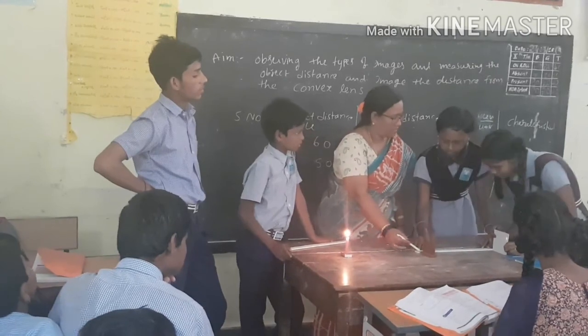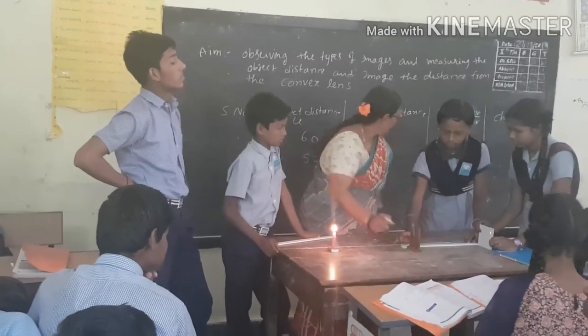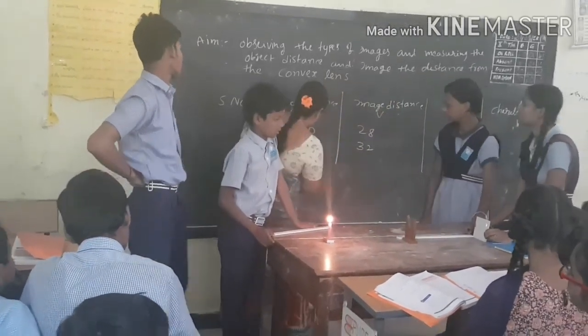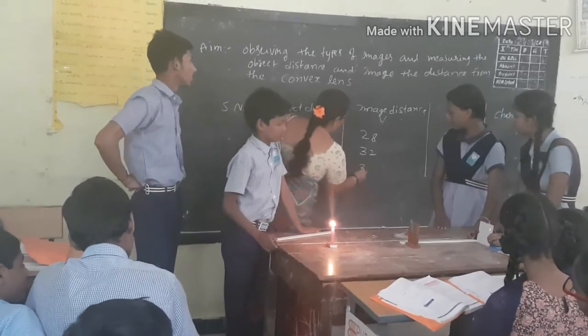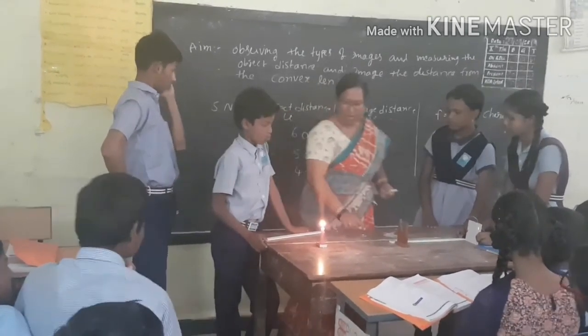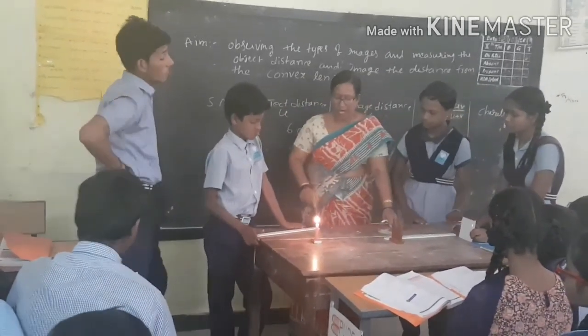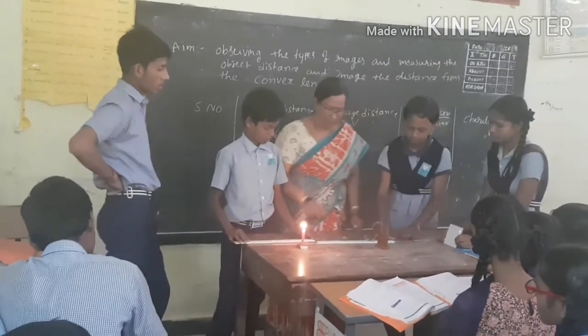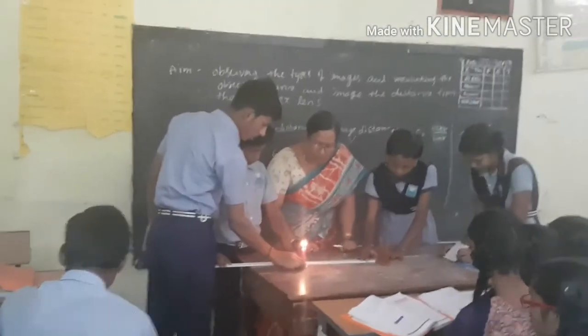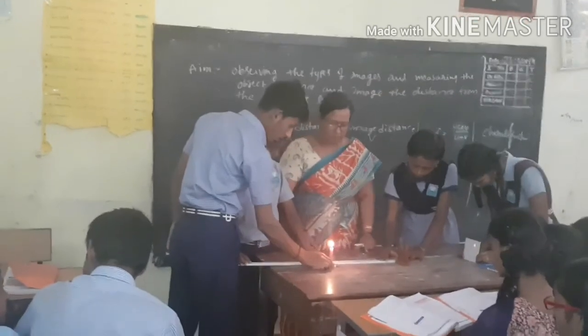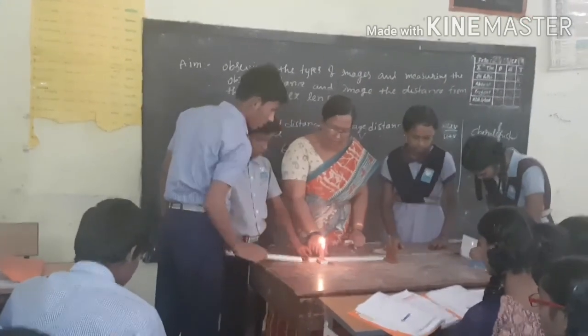Measure the distance of the image from the stand and also measure the distance between the candle and the stand of the lens. Place the candle at the distance of 60 centimeters, 50 centimeters, 40 centimeters, 30 centimeters from the lens, such that the flame of the candle lies on the principal axis of the lens.